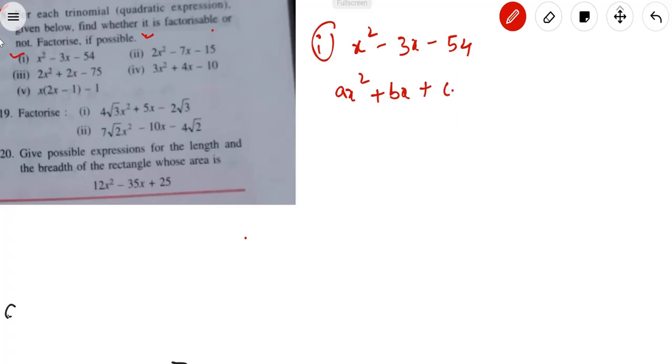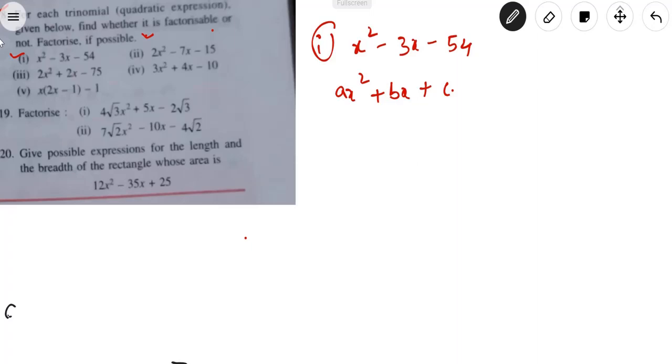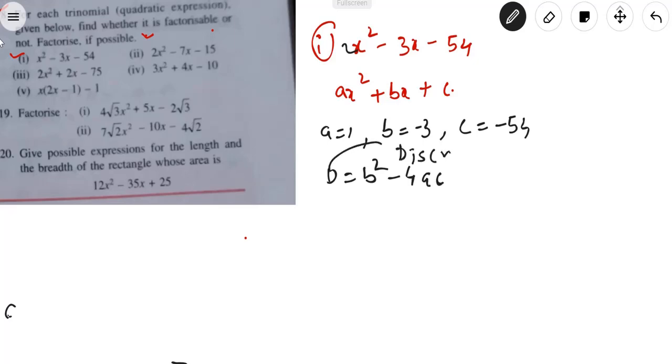Now this equation and this equation you have to compare. If you compare both, a is equal to 1, so here you have 1. What is b? b is equal to minus 3, and c is equal to minus 54. Now we have to use the equation d is equal to b square minus 4ac. d is called the discriminant.